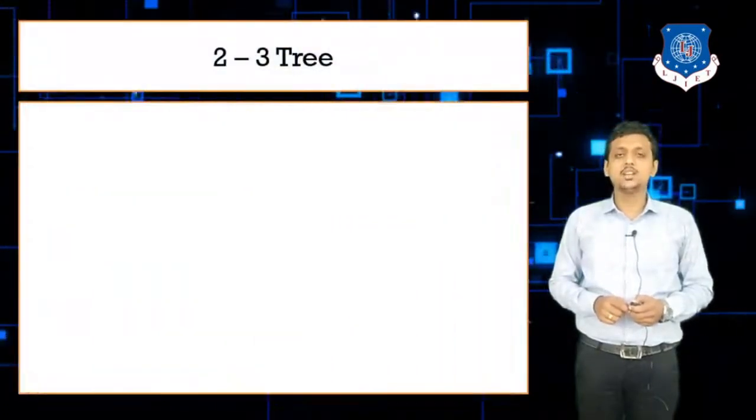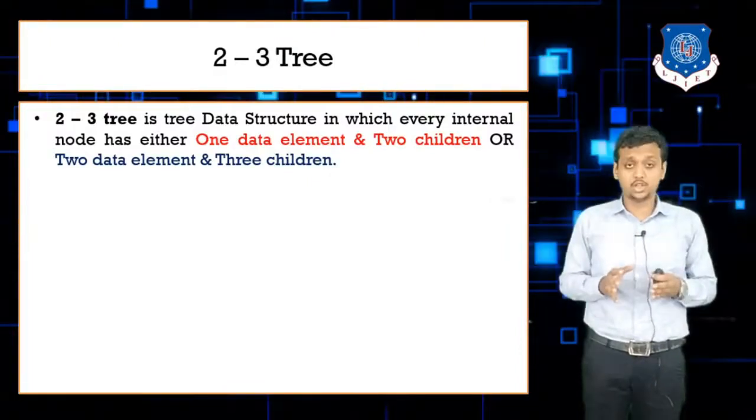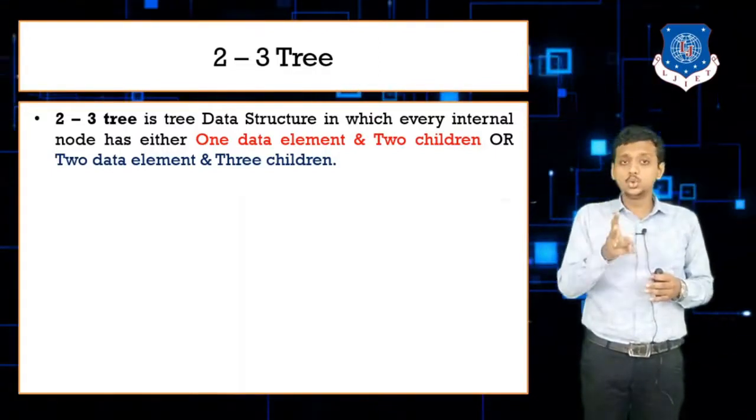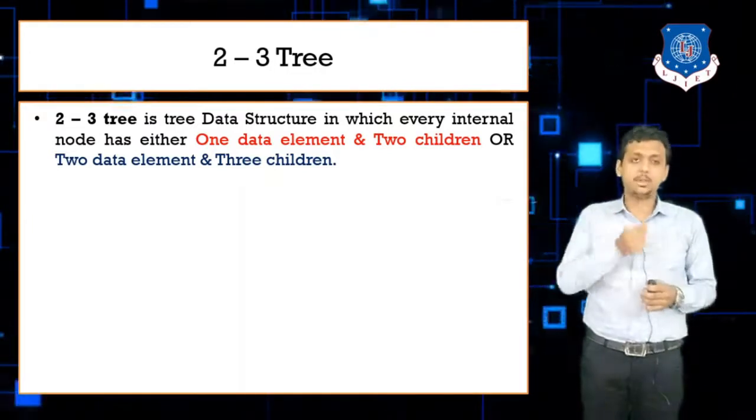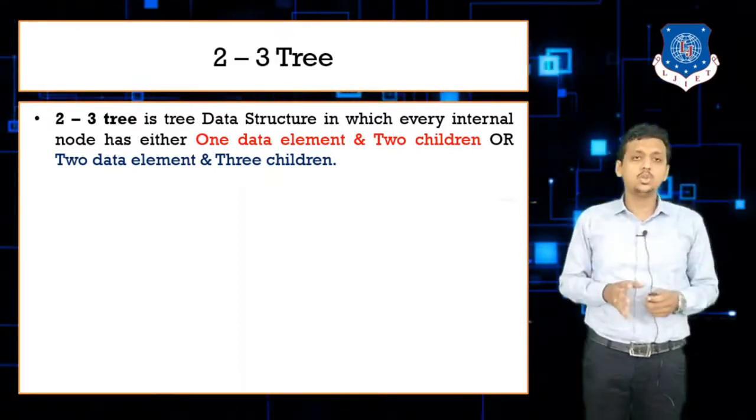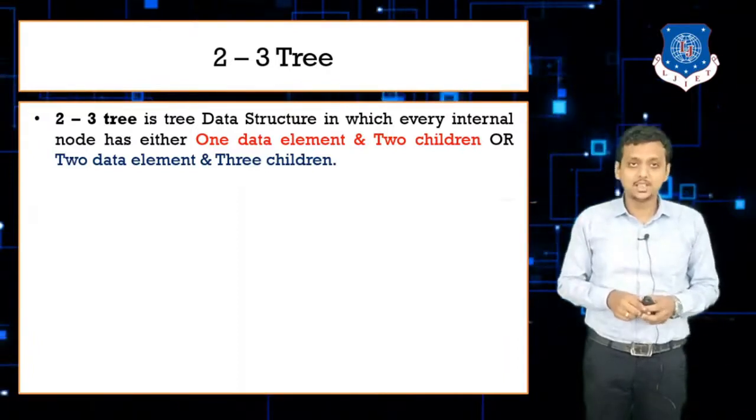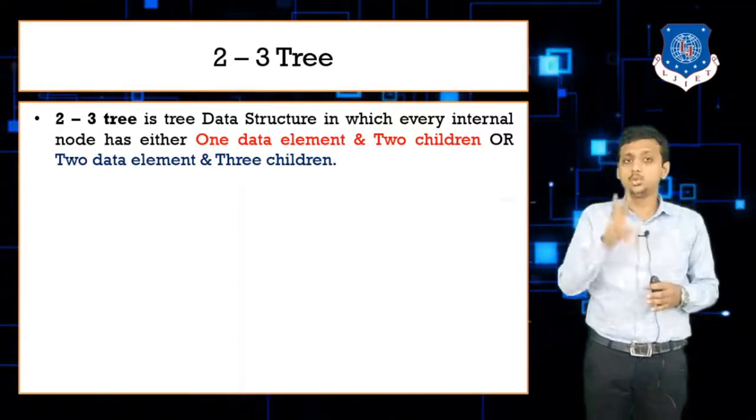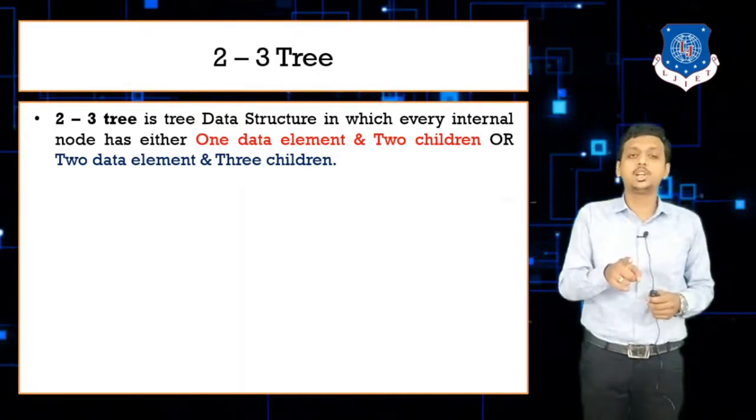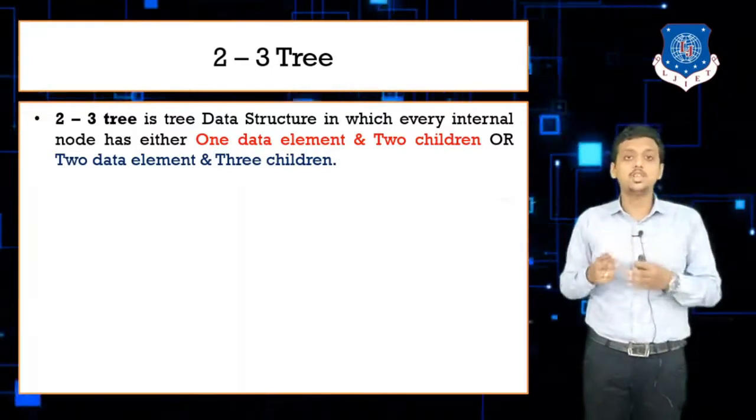Okay, so first we have the 2-3 tree. A 2-3 tree is a tree data structure which is the same as a multi-way search tree where you can insert a maximum of 2 values. Students, every internal node has either one data element or two data elements. What does it mean? Suppose a node contains one data element, that means the maximum number of children is 2. Suppose a node contains two data elements, that means the maximum number of children is 3.